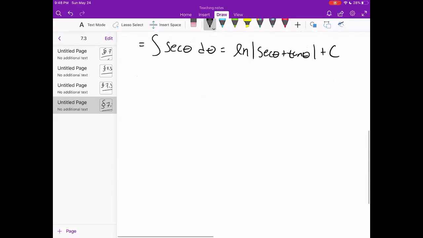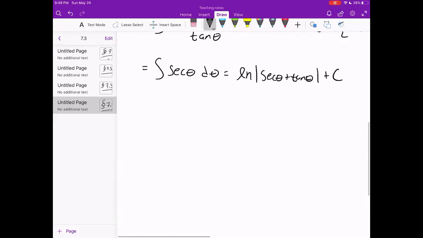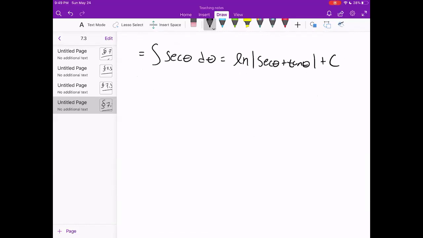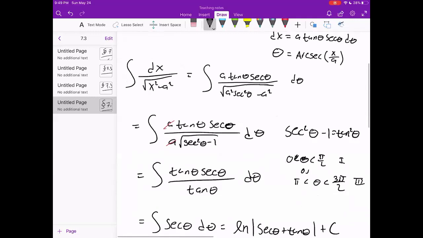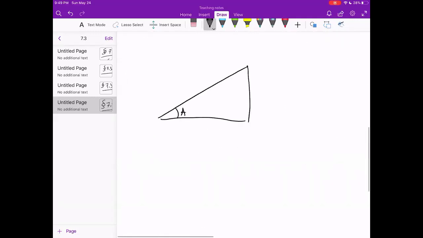And of course, the last thing we have to do is draw this triangle that everybody probably hates at this point. So let's go ahead and do it. So remember, I'm looking at the arcsecant of x over a. So I'm going to let this angle be arcsecant of x over a. So let's see.